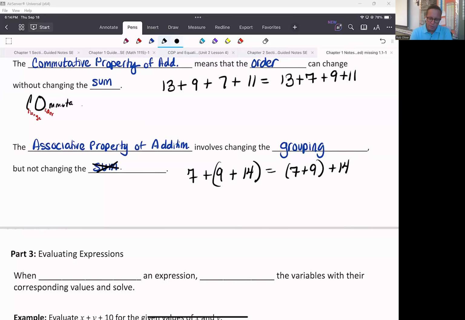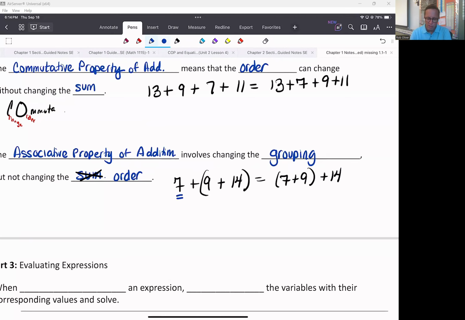The associative property of addition involves changing the grouping, but not changing the order. That's what I should have written there. Sometimes I don't know how I arrange my notes, but yeah. So it involves changing the grouping, but not changing the order. Okay, and you can see that with the way I wrote it.